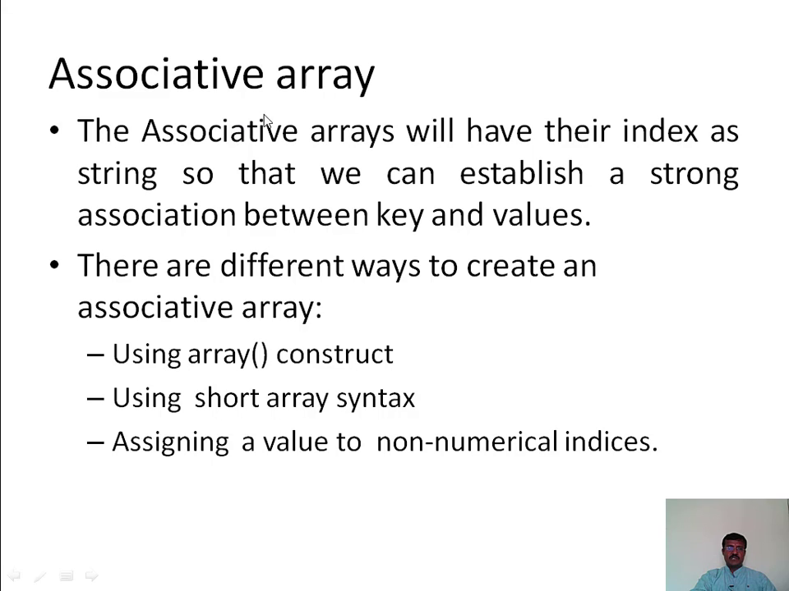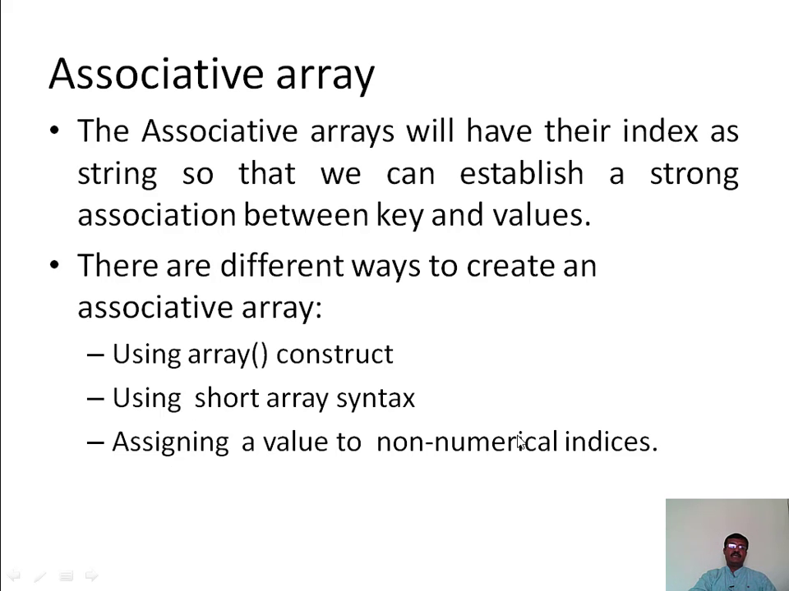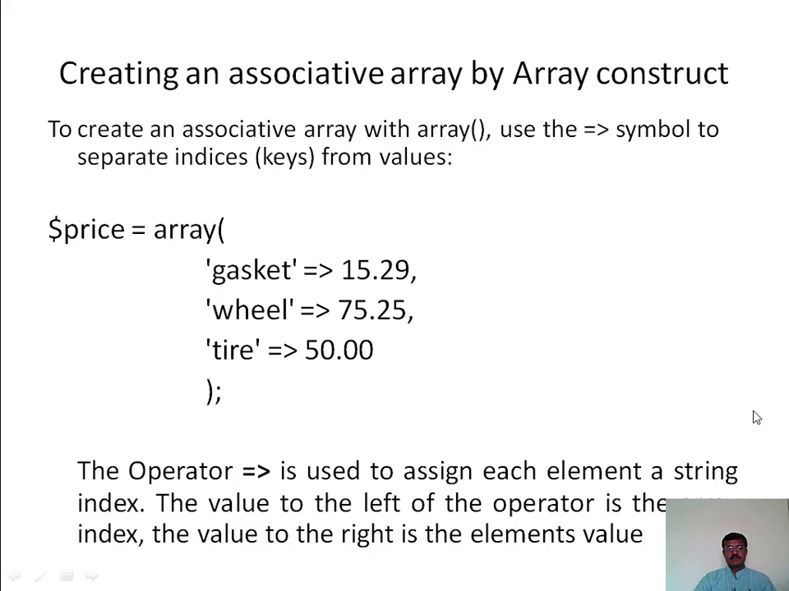So in case of associative arrays also, there are different ways to create an associative array. They are using array construct, using short array syntax, and assigning a value to non-numeric indices. There are these three different ways to create your associative arrays. Let us look into them one by one.